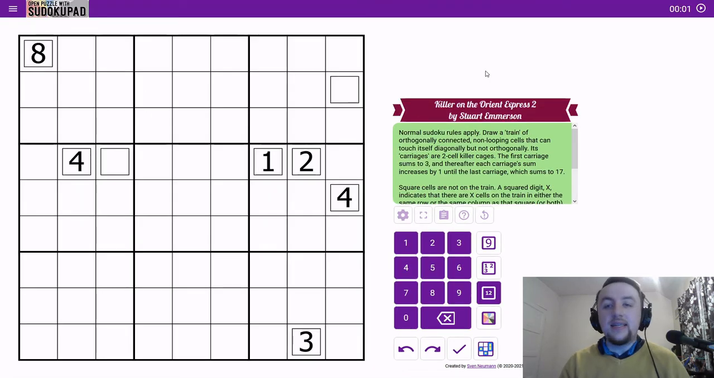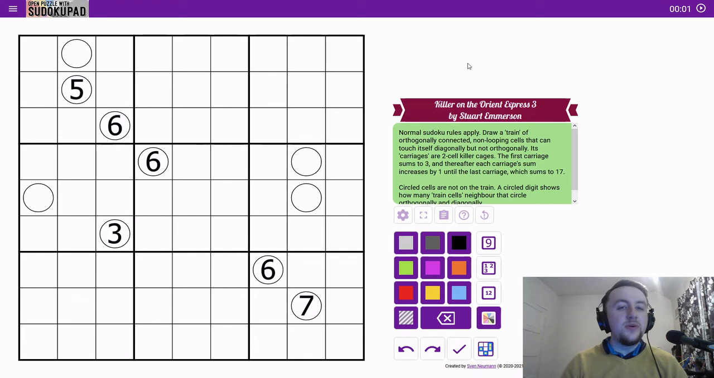This is exactly the same rules as the one we just had. It's draw a train, and these clues indicate how many train cells there are in either the column or the row, or both. But as long as one of the column or row is satisfied. You know what? I explained the rules about 20 times at the beginning of the video. You don't need it again. So yes, I will come back to this one and this one at a later date at some point.